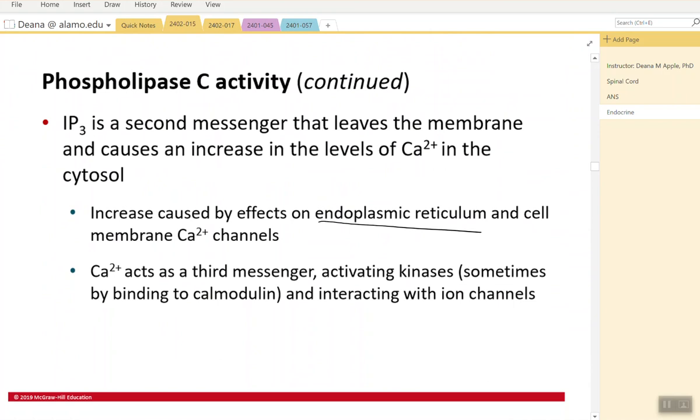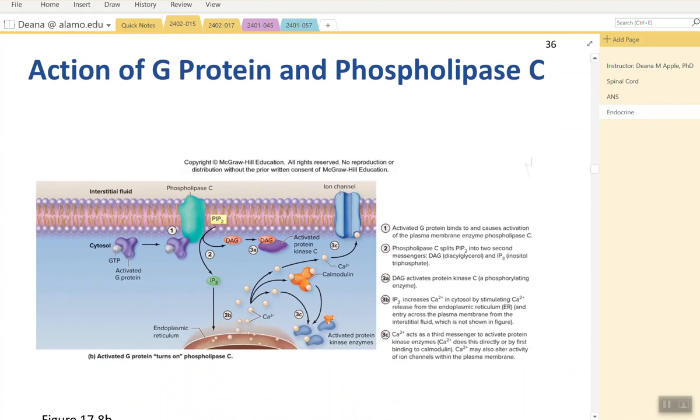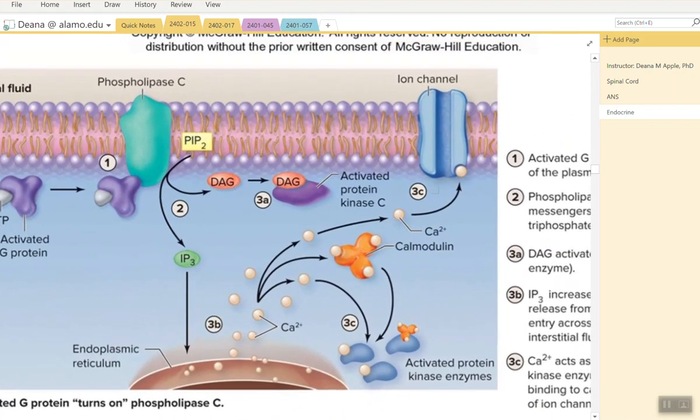Oh, because it says it right there. The smooth endoplasmic reticulum. Smooth endoplasmic reticulum can be stimulated by IP3 to release calcium. Calcium can then act as a third messenger. So it can go down and activate other kinases, and then it can go down and activate other ion channels, further depolarizing the cell or repolarizing the cell, depending on the channel that's activated. Starting to get complicated here?